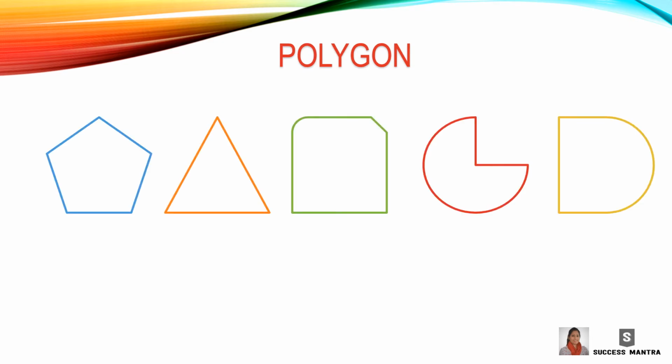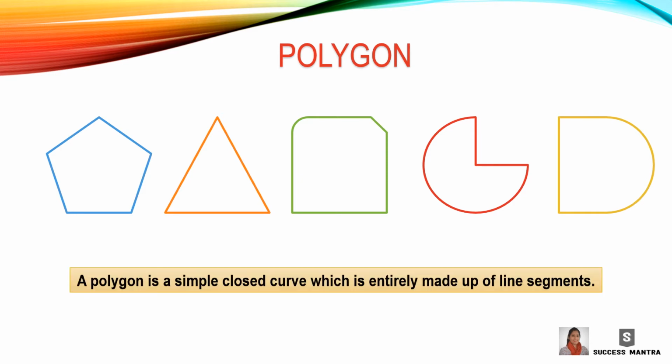So we are done with curves. Let's see now what a polygon is. Here you can see different curves. All of these curves are closed curves because they start and end at the same point. These curves are made of line segments and also of curved lines. A polygon is also a closed curve, but make sure that it is entirely made of line segments.